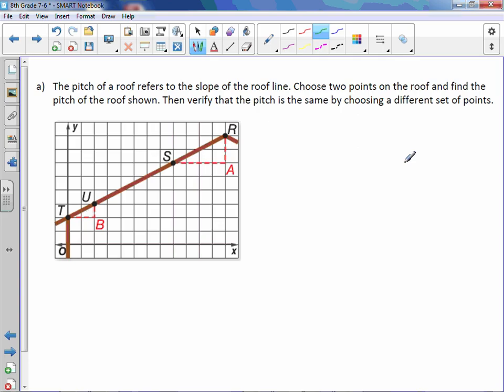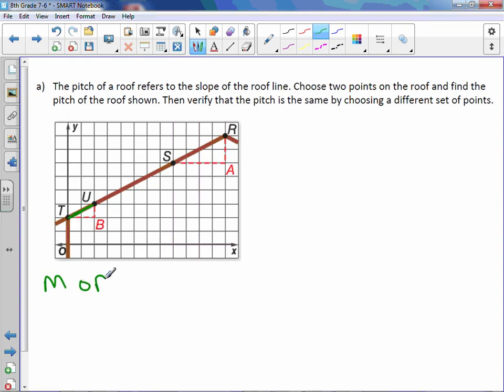So the pitch of a roof refers to the slope of the roof line. Choose 2 points on the roof and find the pitch of the roof shown. Then verify that the pitch is the same by choosing a different set of points. So let's take a look at UT here first. Let's find the slope of UT.